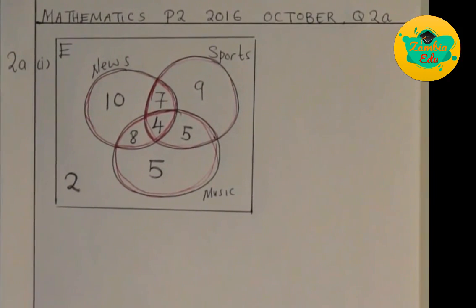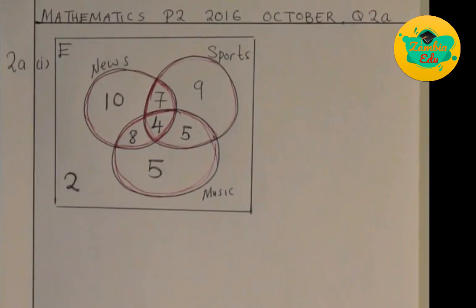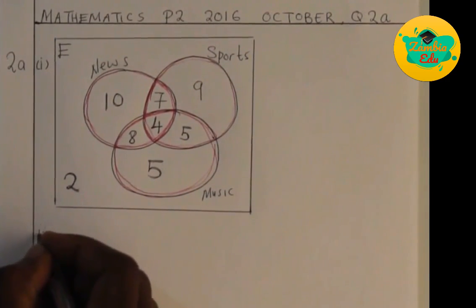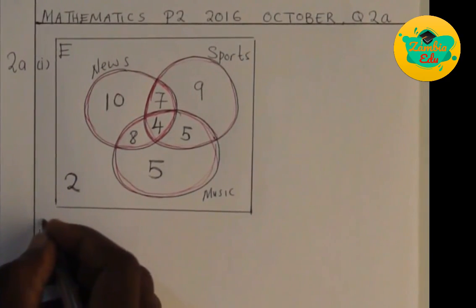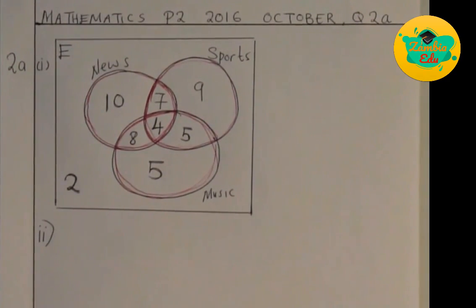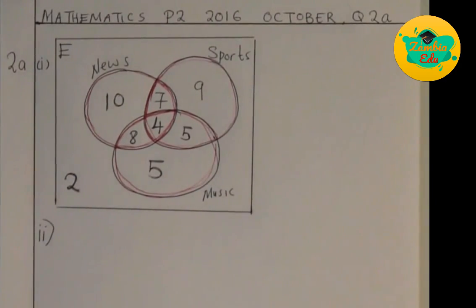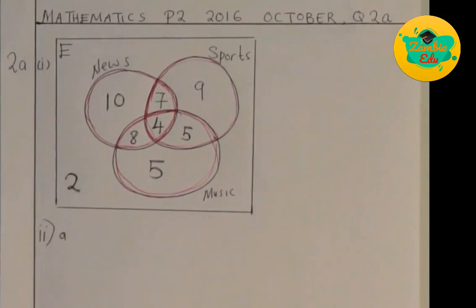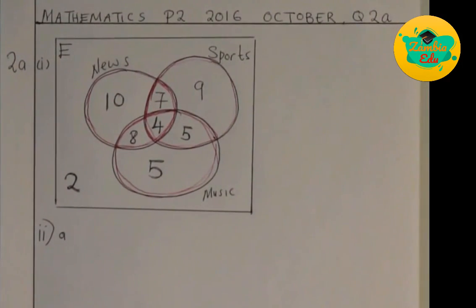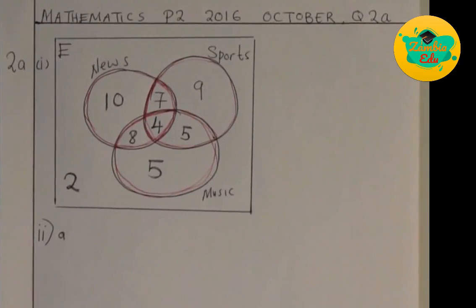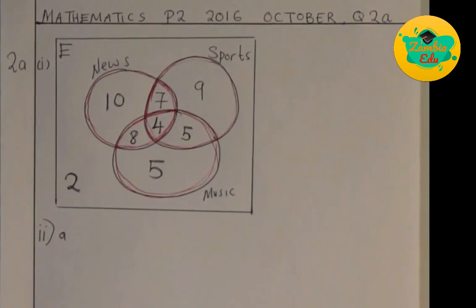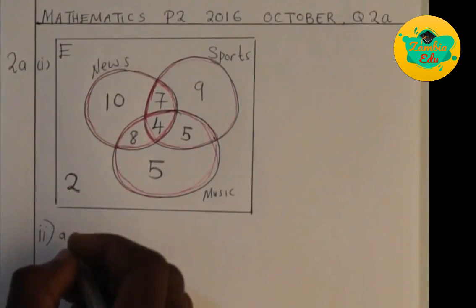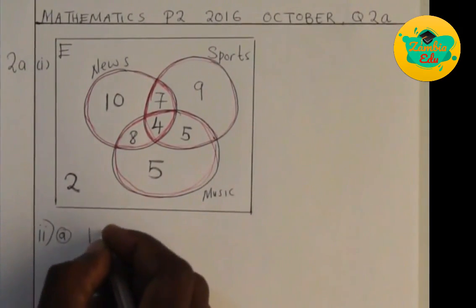So we'll go and answer now question 2A, part 2. How many villagers listened to music only? So music only, we have a 10 there. That 10 represents music only. So you write your 10.